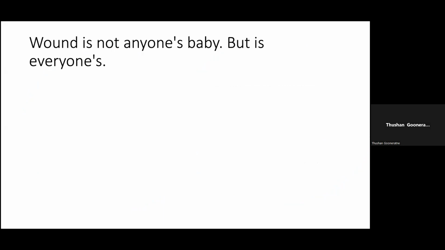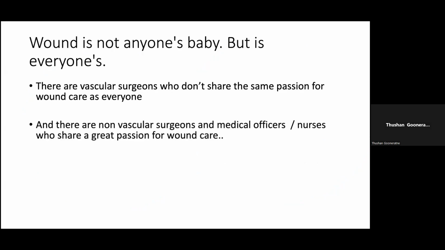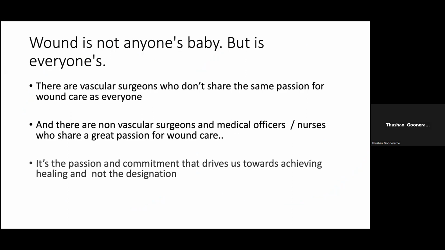Wound care is not everyone's baby. It's not anyone's baby, but it's everyone's. There are a lot of vascular surgeons who don't share the same passion for wound care as everyone. And there are also so many non-vascular surgeons, medical officers, and nurses who share a great passion for wound care. So I think more than who you are and what you are, it's the passion and the commitment that you have that drives all of us towards achieving wound healing. It's passion and commitment, not the designation, that is important.